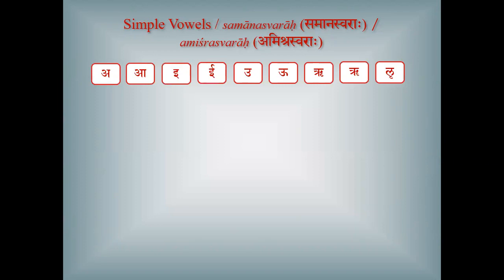How many letters are there? 2, 4, 6, 8, 9. 9 letters are there. These 9 letters are called simple vowels. Why they are simple, I'll tell you later. So A, A, I, E, U, U, R, R, L. They are simple vowels.